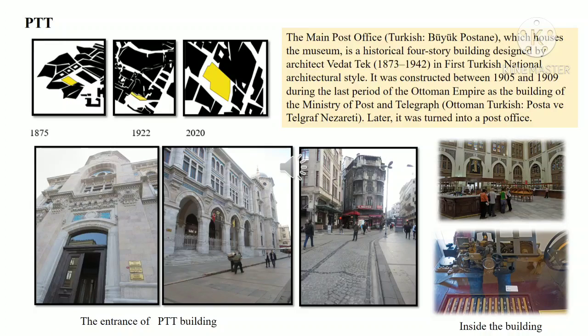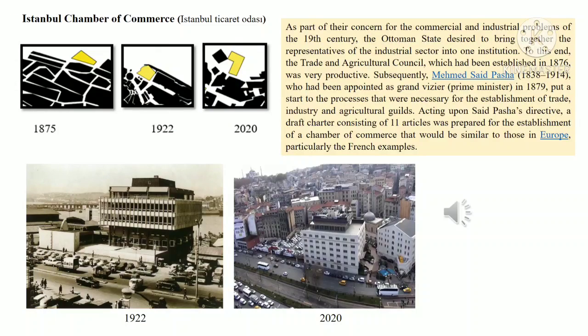In this slide, we can see the second building, PTT, and the drawing of urban morphology in 3 different periods, 1875, 1922, and 2020, and the figures of the entrance of the PTT building, and figures inside the building. We can see the shape of the path and the street around the building and also inside the building.